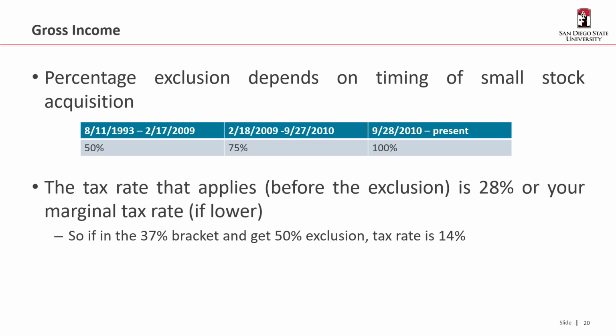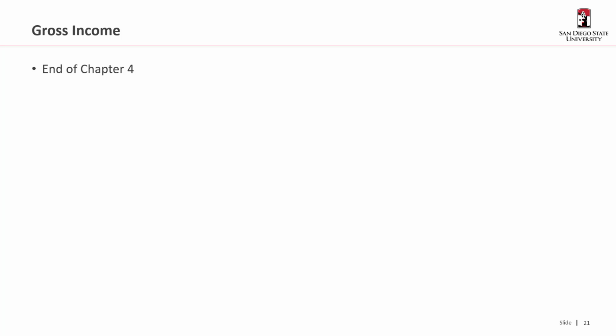Okay, so as I said, it's an exclusion, and the amount you can exclude depends on the timing of the small stock acquisition. So you can see, depending on different acquisition dates, you would exclude either 50%, 75%, or 100% of the gain on the sale of that small stock. So the tax rate that applied before the exclusion is 28%, or your marginal rate if it's lower. So what that meant in the old days is if you were in the 37% bracket and you received a 50% exclusion, the tax rate is 14%. So it's not half of 37. It's also not half of 20 or 15. It's half of 28.